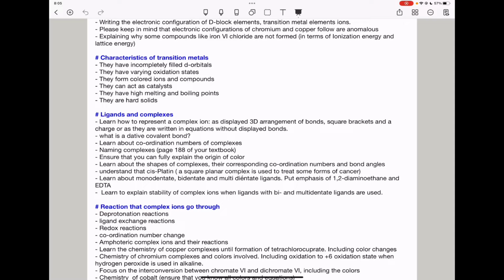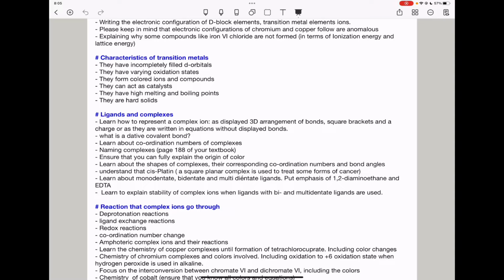So please learn how to represent a complex ion as a displayed 3D arrangement of bonds. You need to put the square brackets and put the charge. You also need to know how they are represented in equations without the displayed bonds. You need to know what a dative covalent bond is. You need to know about coordination numbers of complexes.